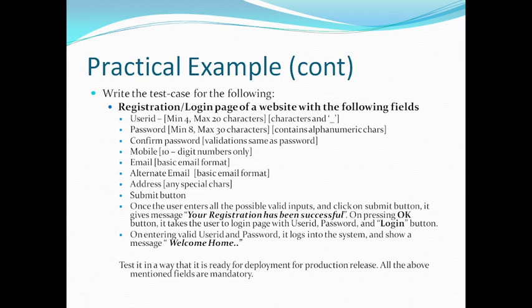Okay, so let's summarize. We have a registration page, we have a login page, and password and confirm password has to be same. Email and alternate email has to be different. There are some specifications given for each field. When we register, it gives a message that your registration has been successful. And then when we press OK, it takes us to the login page. On the login page, we have user ID, password, and login button. When we enter valid user ID and valid password, and when we log into the system, it gives a message, welcome home.